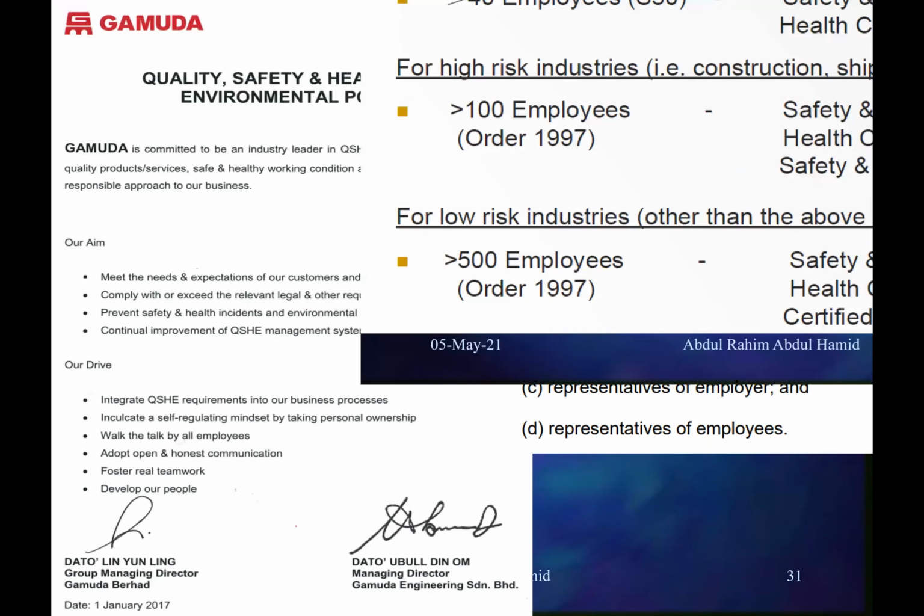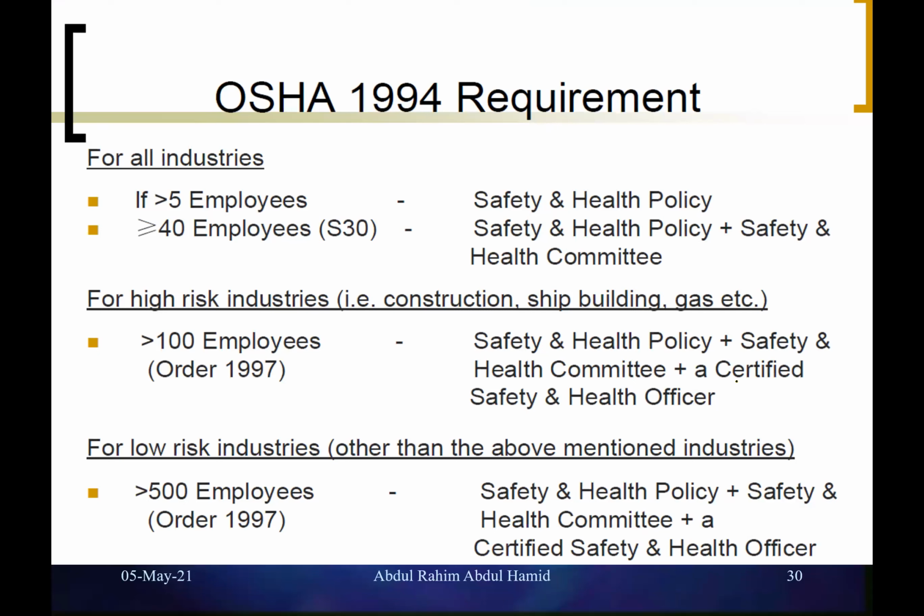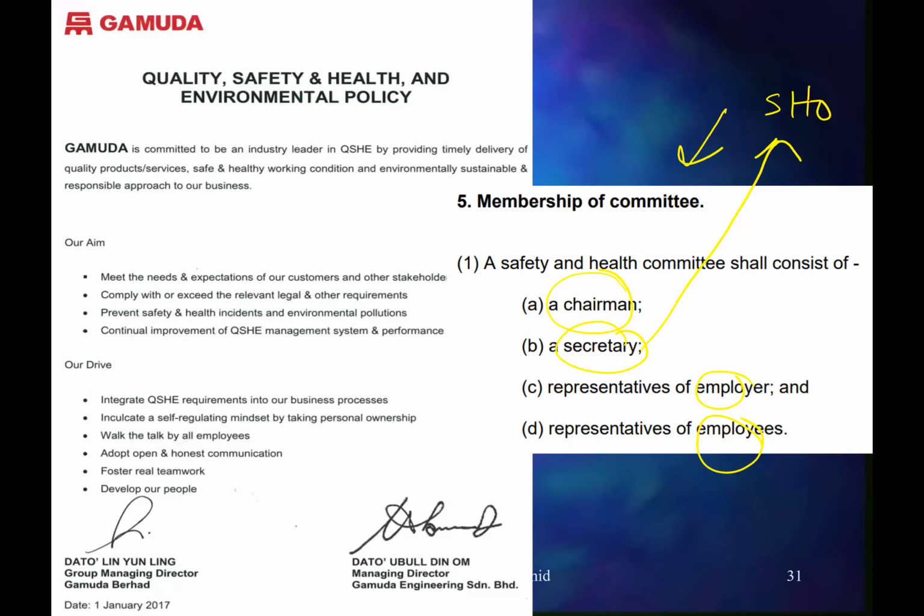All right. Now we go back to this regulation. This basically comprises the summary of everything. For all industries, if you employ more than 5 employees, automatically you need to come up with a safety and health policy. An example of a safety and health policy is this one, Gamuda. You can Google the UTM safety and health policy. Normally they comprise a few statements.